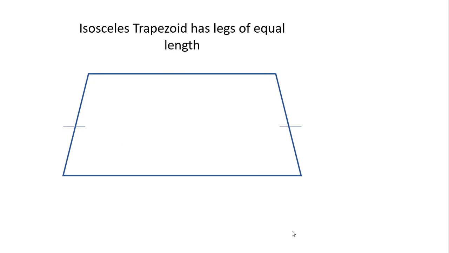Now specifically, isosceles trapezoids have legs of equal length. Another property that comes with that is that the upper angles are going to be equal and the lower angles are going to be equal. And when we add those two different angles together, we're going to get 180 degrees.